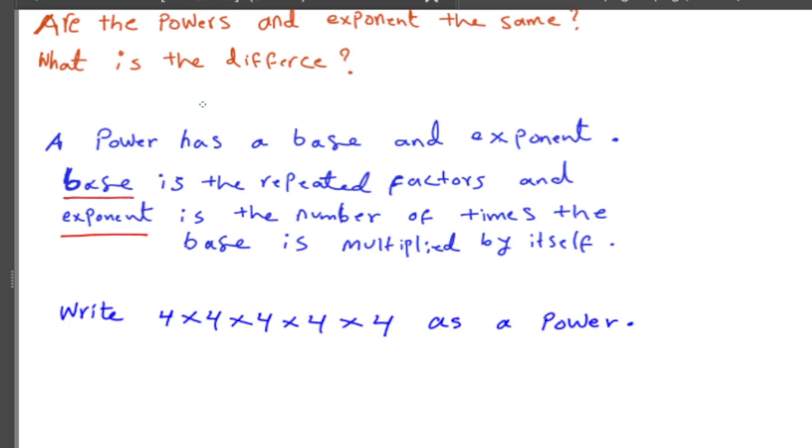So we want to write 4 times 4 times 4 times 4 times 4 as a power. So first, our base is 4, because this is a number that is multiplied by itself. And our exponent is the number of times the base is multiplied by itself: 1, 2, 3, 4, 5. So our power is 4 to the 5th.